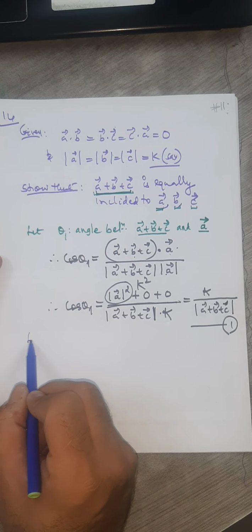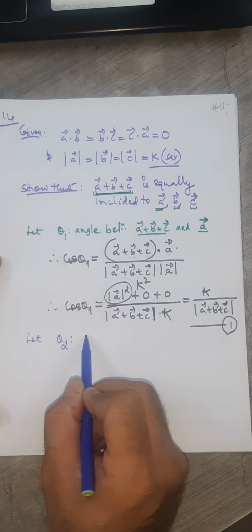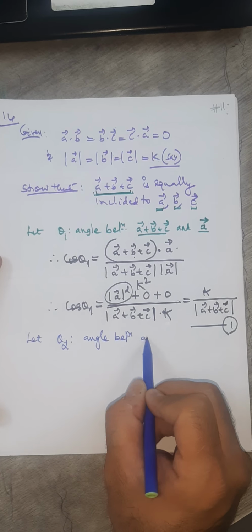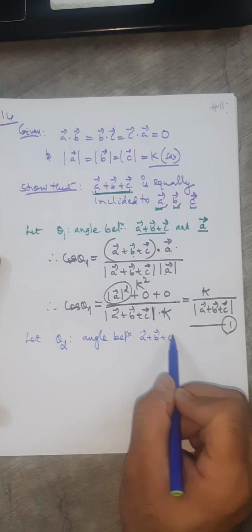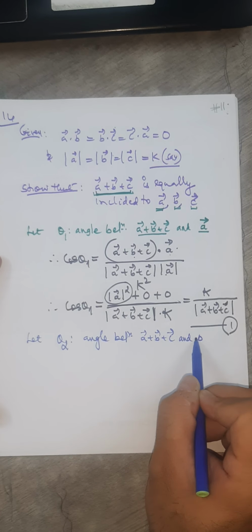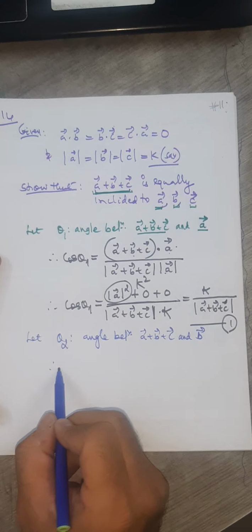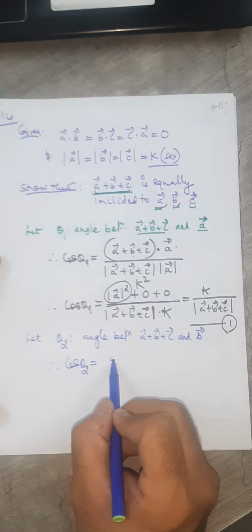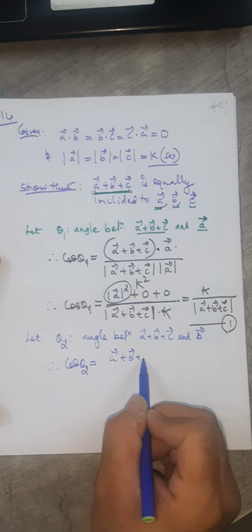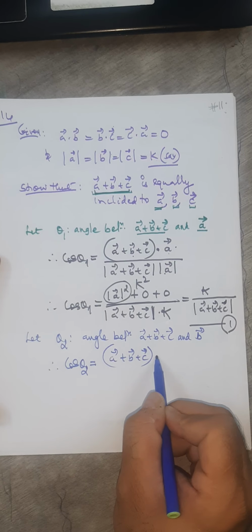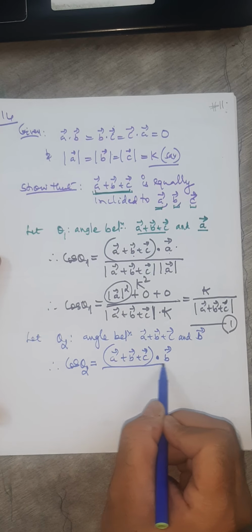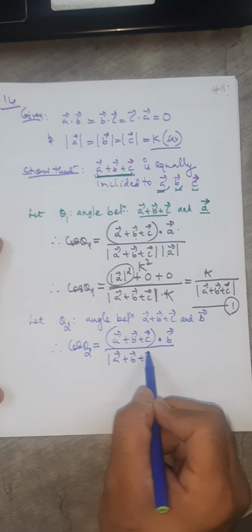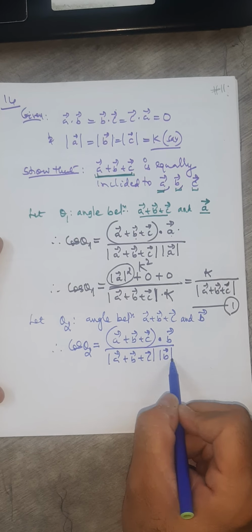Can understand very easily. Let's take theta 2 be the angle between A plus B plus C and vector B. So therefore cos theta 2 equals the dot product of A plus B plus C with vector B, upon their magnitude. Formula to get the angle between two vectors.